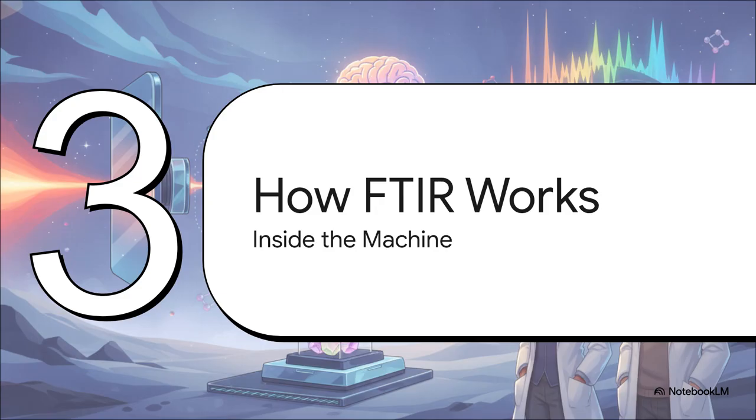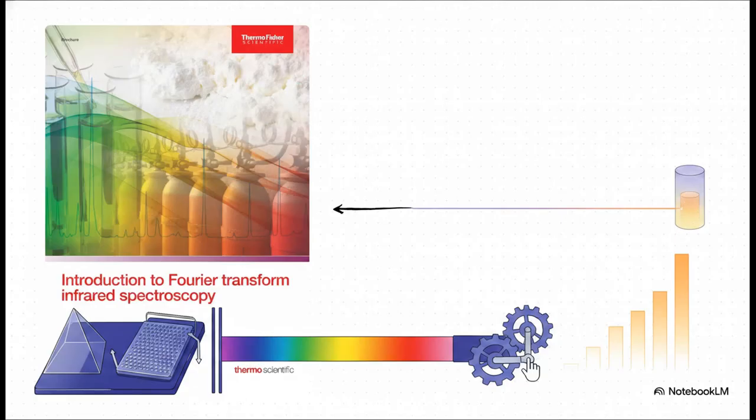Section 4. How FTIR instruments work. Taking a look inside the machine. So now that we deeply understand the molecular physics, the strict criteria, the complex vibrations, and the math of Hooke's law, how do we actually capture these fingerprints in a lab? Historically, scientists had to use dispersive IR spectroscopy, and let me tell you, it was a painstaking method.